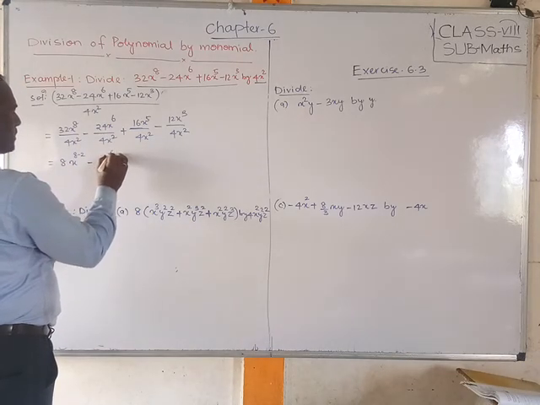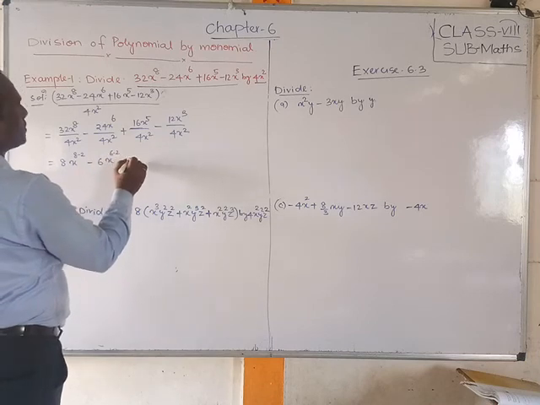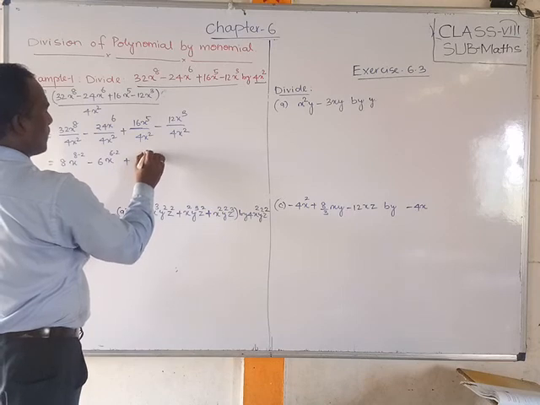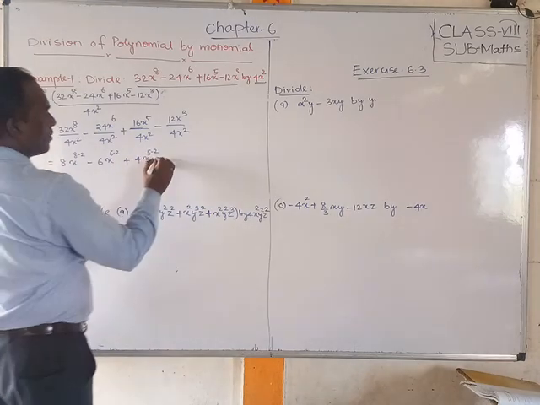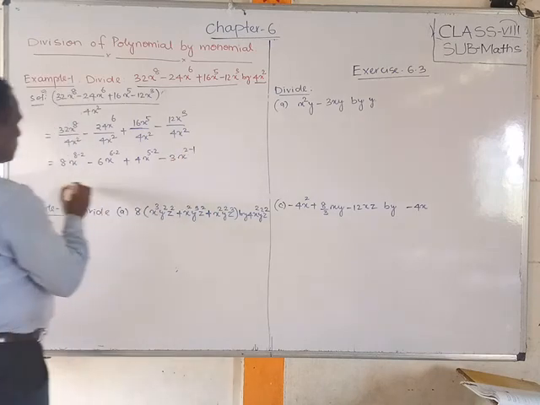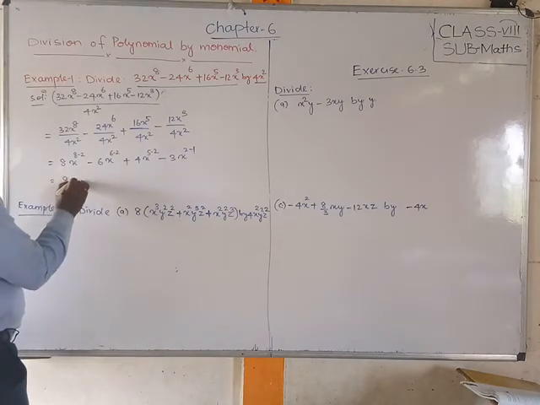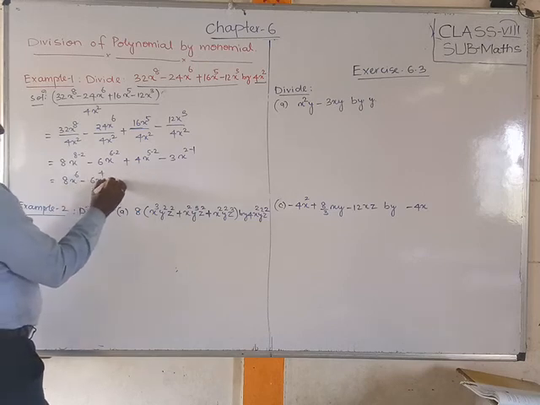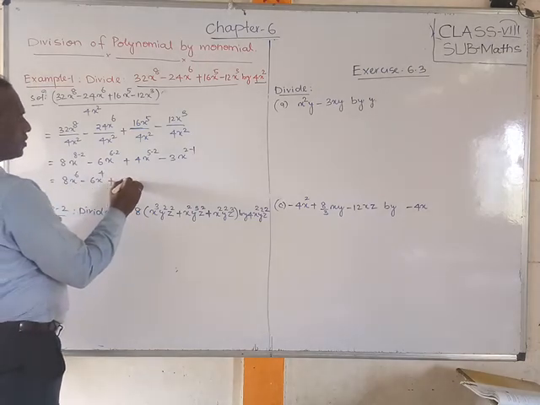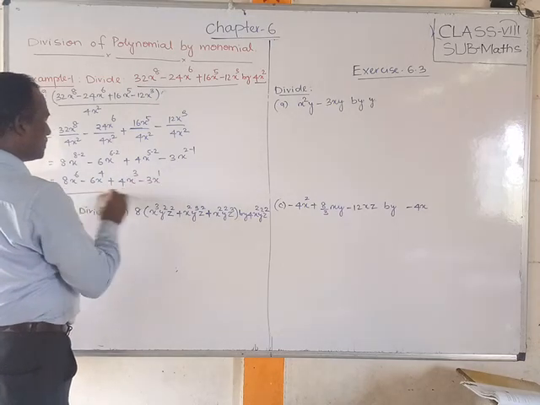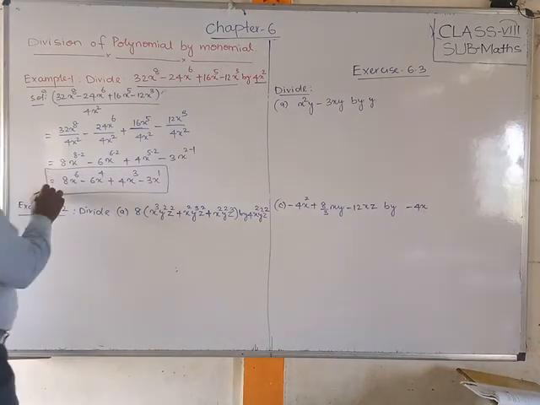So 4 eights are 32, so 8 and x to the power 8 minus 2; 4 sixes are 24, x to the power 6 minus 2, plus 4 fours are 16, x to the power 5 minus 2, minus 3, x to the power 3 minus 2. So we can write it as 8 x to the power 6 minus 6 x to the power 4 plus 4 x cube minus 3x. This is our required answer.